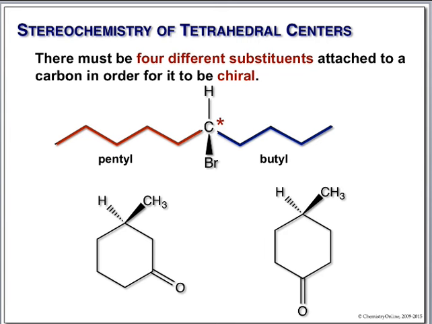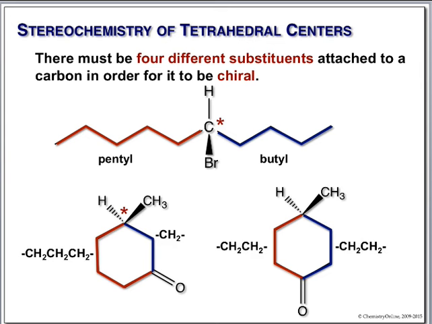First one here, let's look at this carbon. On this side, we have three CH2s going down to hit our carbonyl. On this side, we have one CH2, and then we hit our carbonyl. We have a methyl group, and we have a hydrogen. This is a chiral center. This guy, we have a hydrogen, we have a methyl. Going down here, we have two CH2s that hit our carbonyl. Going down here, we have two CH2s that hit the carbonyl. This is not a chiral center.